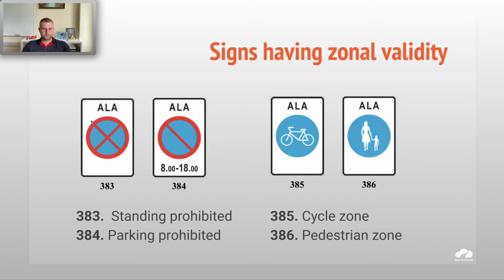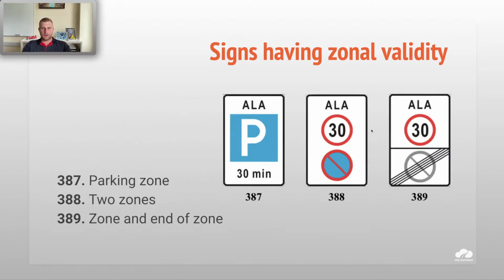Then we have standing prohibited area, parking prohibited area, also with additional time limitation. So it's prohibited to park starting from 8 till 6. After that you can park. Cycle zone, pedestrian zone. So only cyclists can drive in that area, only pedestrians can walk in that area, sorry. Parking zone. Two zones at once, so 30 and no parking. Then 30 can continue, but the no parking area is over.